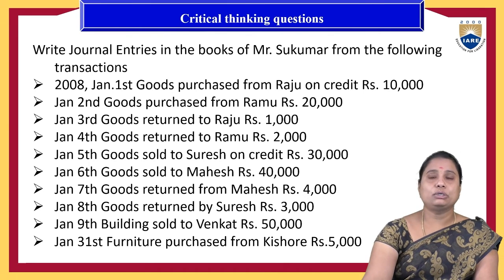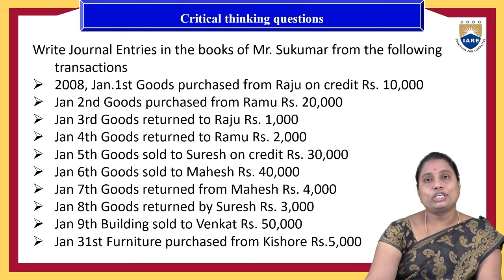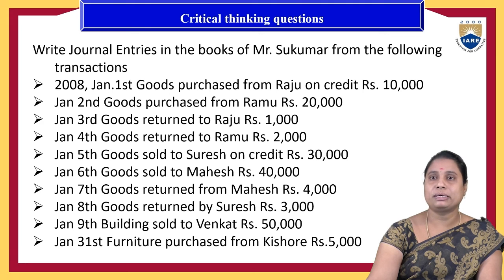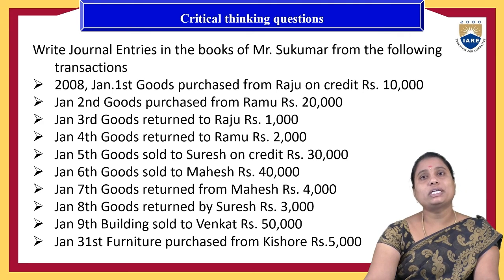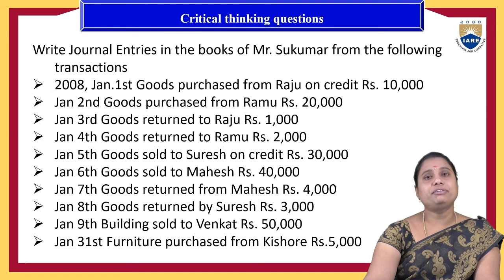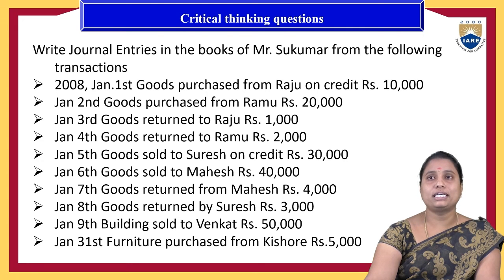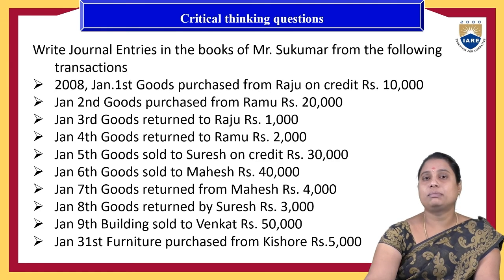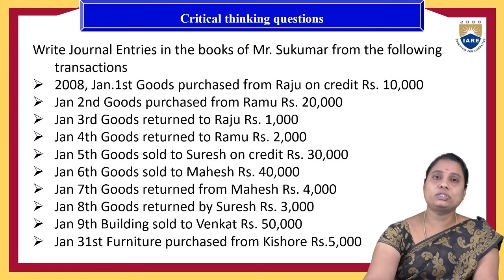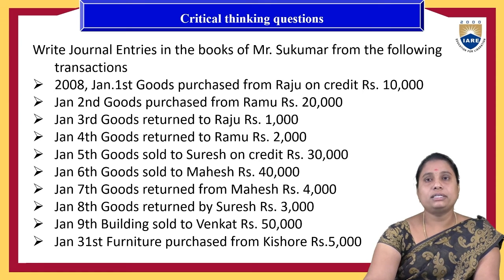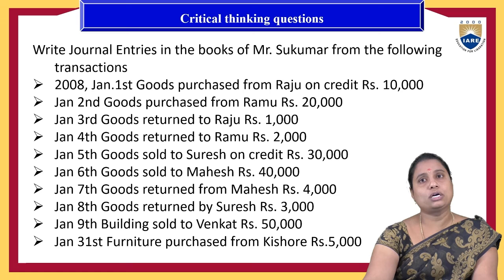If we see these critical thinking questions, most probably they will ask you the journal entries, or from that journal only they will ask you to prepare these ledgers, trial balances, etc. If I say this one, write the journal entries in the books of Mr. Sukumar from the following transactions. 2008, January 1st, goods purchased from Raju on credit basis means here the purchases account and Raju's account we have to take into consideration. Purchases is the real account and Raju is the personal account. Under the purchases, goods are all coming to the organization, debit, and Raju is the giver, credit. So purchases account debit to Raju account.